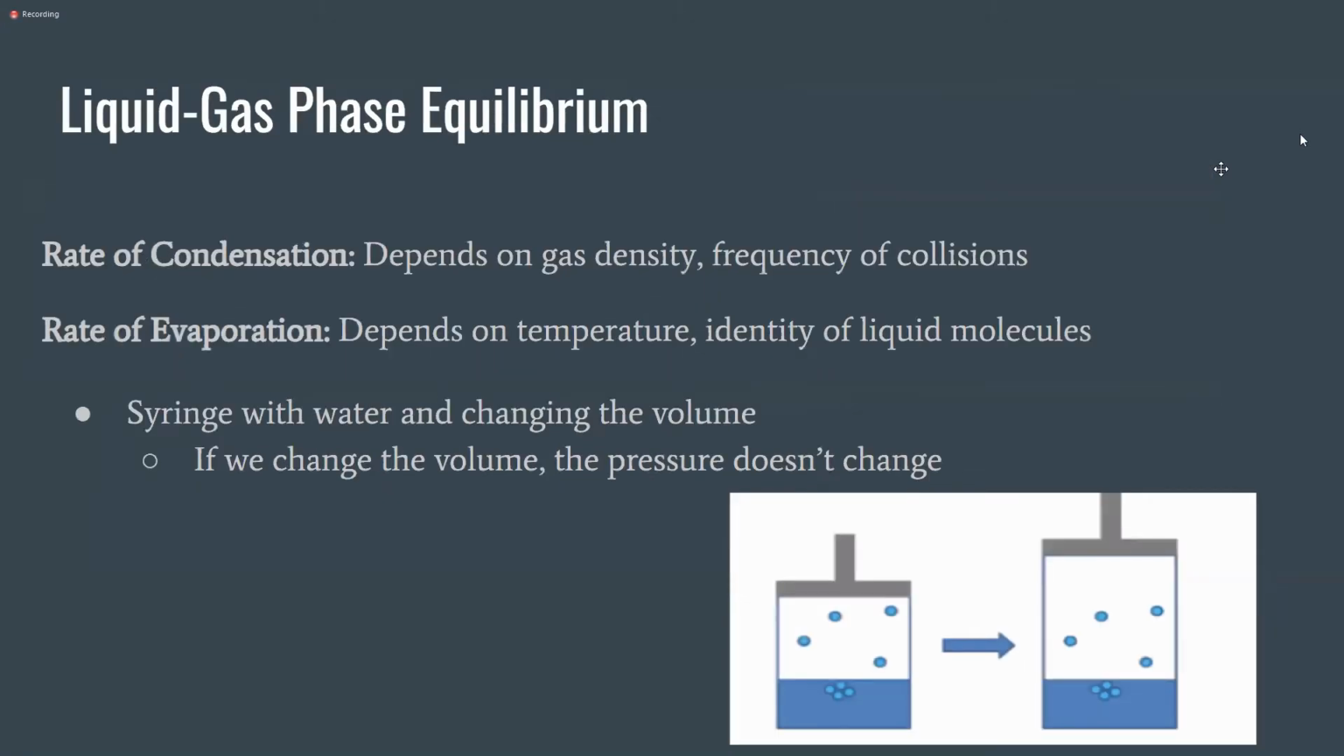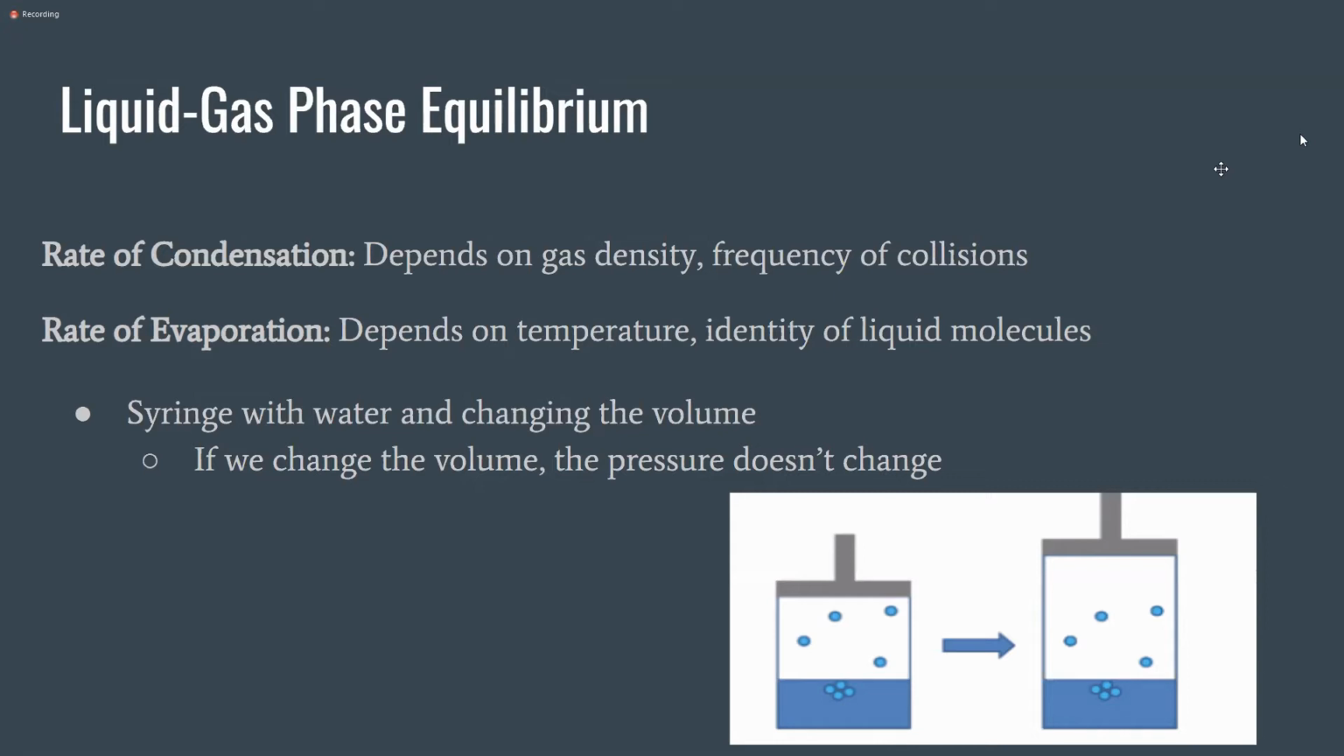So the main factor that affects the rate of condensation in your liquid phase equilibrium is the frequency with which gas molecules collide with the surface of the liquid, because the only thing you really need to be able to do to condense into the liquid phase is for the gas molecule to hit the surface of the liquid. So how fast you're able to do that depends on how many molecules you have near the surface of the liquid at a given time, and that's going to increase with increasing density of the gas.